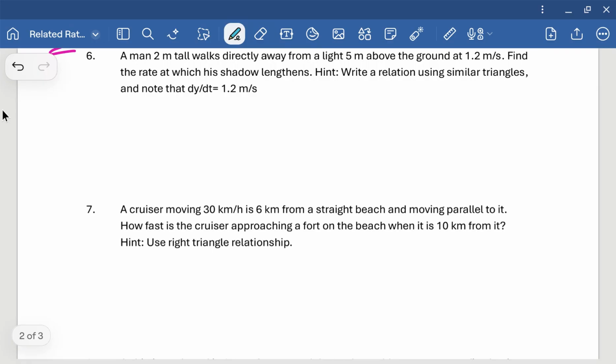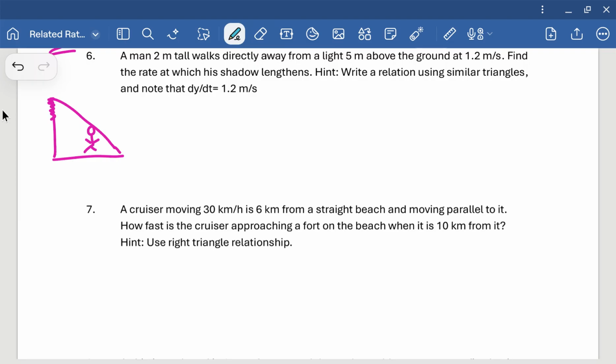Now this is one where I thought we would be using similar triangles like on the other one, but it's actually for this one. So in this one, if we were to do a quick little sketch, we have a man 2 meters tall walks directly away from a light 5 meters above the ground at 1.2 meters per second. We want to find the rate at which his shadow lengthens. And then it also said, hint here, use some similar triangles and note that dy over dt is 1.2 meters per second. So if I did a quick little drawing here, just in terms of what's happening within the picture, using similar triangles, you have a man who's walking away from the light pole.